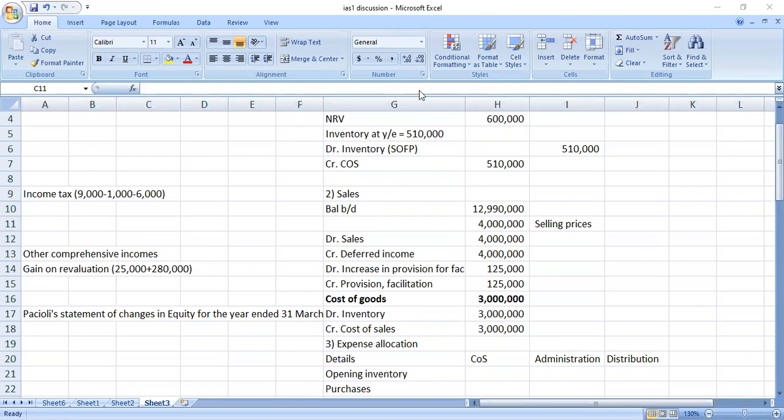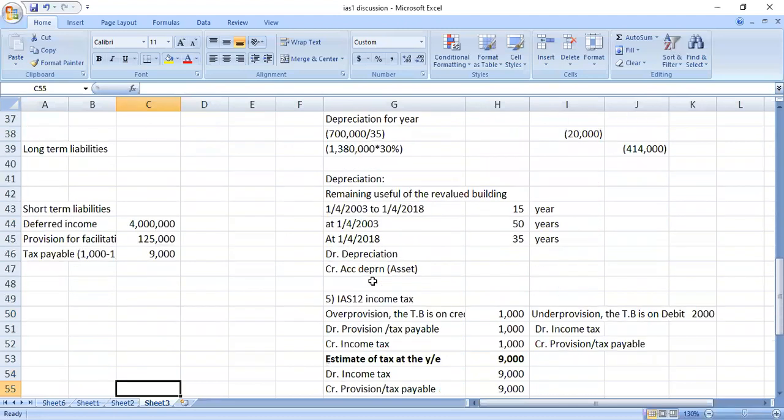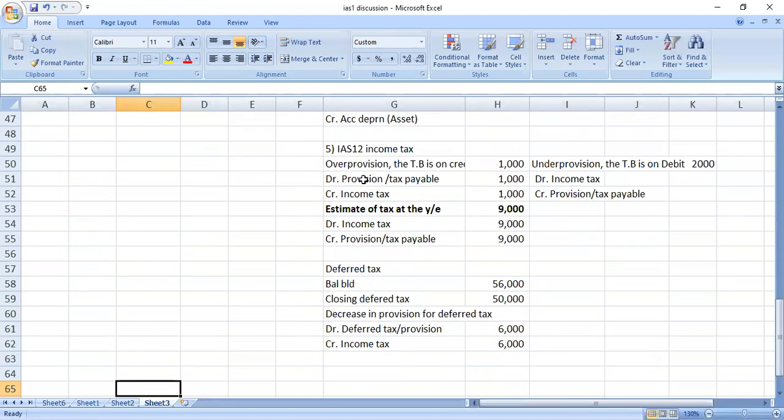Note 2: there was interest paid of 15,000. I'll check again, but I didn't see anything like interest. Coming back to my entries, I've dealt with income tax and provision for income tax. I've dealt with this, and this. Then deferred tax is remaining.